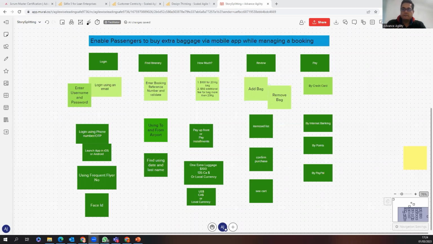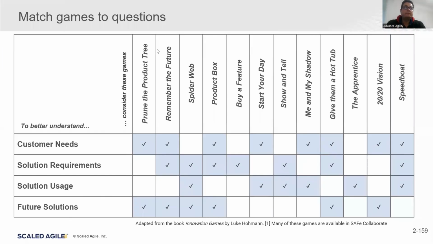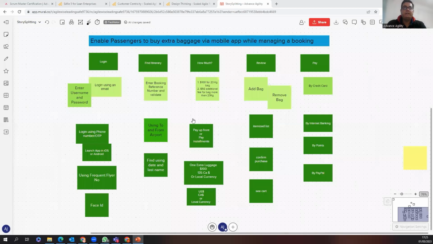Another concept about how to identify nice features with some gamification is innovation games. Innovation games is one of the nice ways. There are various games like prune the product tree, remember the future, spider web, etc. And various games are used to find customer needs, for solution requirements, for solution users, or for future solutions. These are some of the nice games that we also cover in our SAFe agile product management training as well, which are very, very useful when we are trying to consider design thinking.